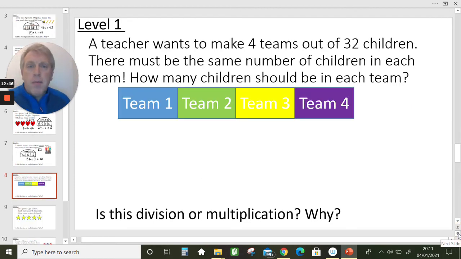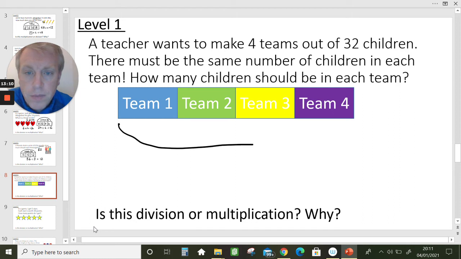A teacher wants to make 4 teams out of 32 children. There must be the same number of children in each team. How many children should be in each team? Is it multiplication or division? Have a go. Well, I can see 4 teams. How many children are there altogether? 4 teams out of 32 children altogether.